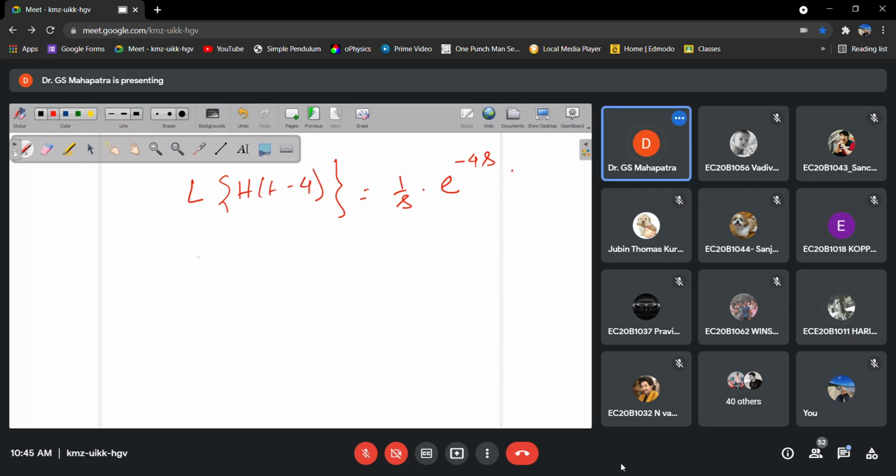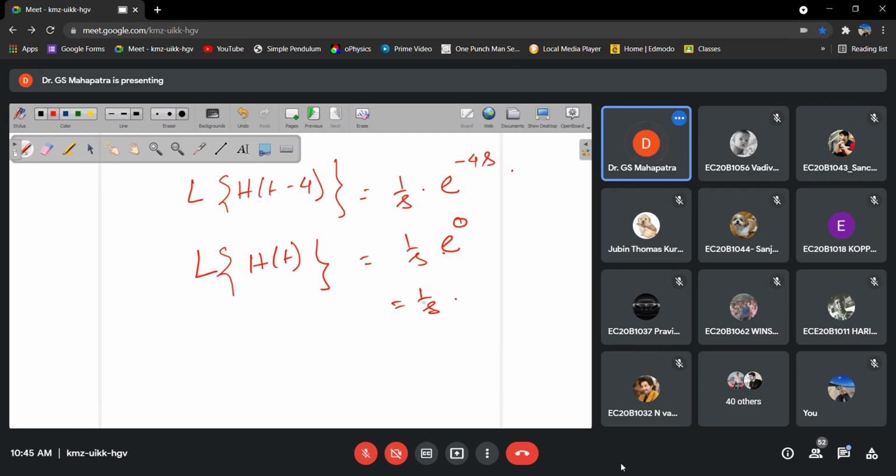Good. Laplace transform of h of t. What is the answer? 1 by s. Oh, e power, e power zero. Should I write e power 0? No, sir. Then what is the answer? 1 by s. Good. Okay.